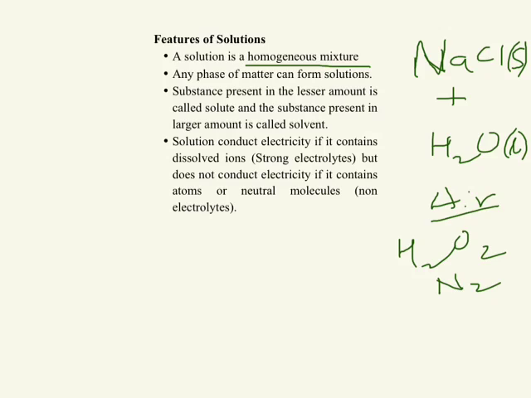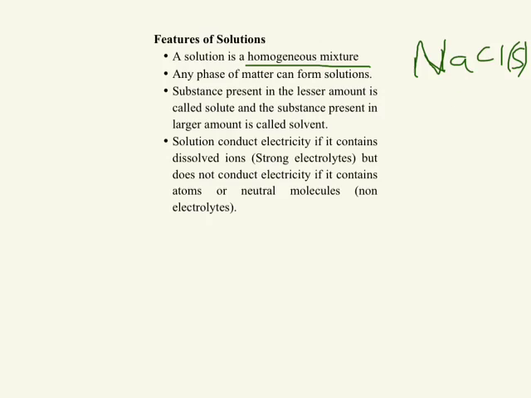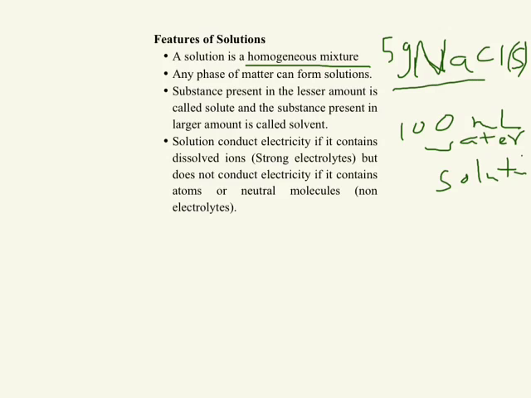So let's take this. Let's say we dissolve 5 grams of sodium chloride in 100 ml of water to make sodium chloride solution. The substance that is present in lesser amount is called the solute, and the one which is present in larger amount is called the solvent. So in sodium chloride solution, sodium chloride is the solute and water is the solvent.